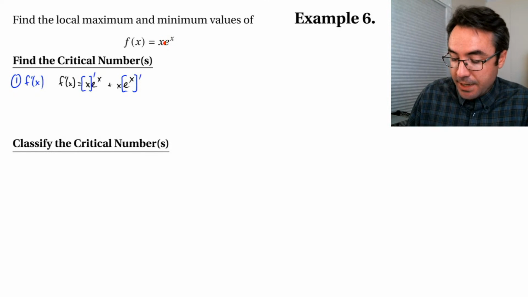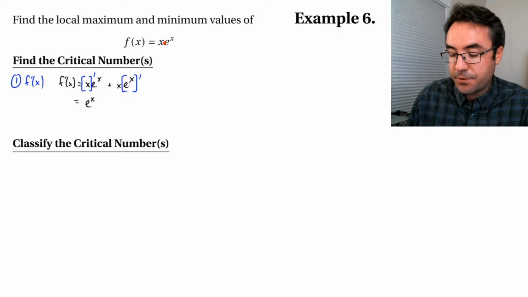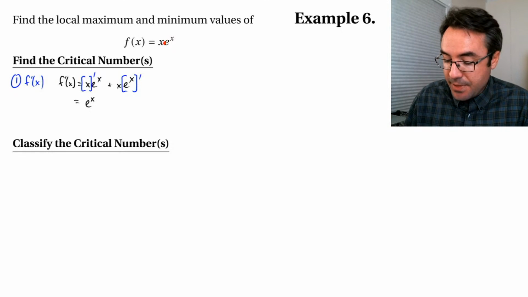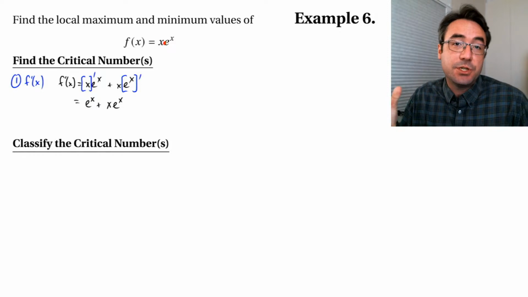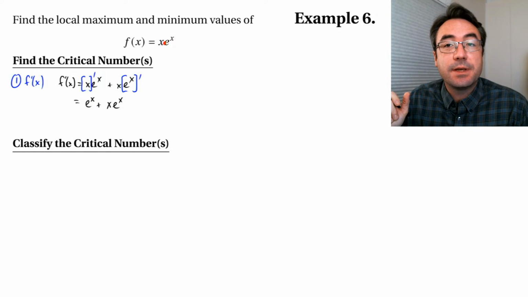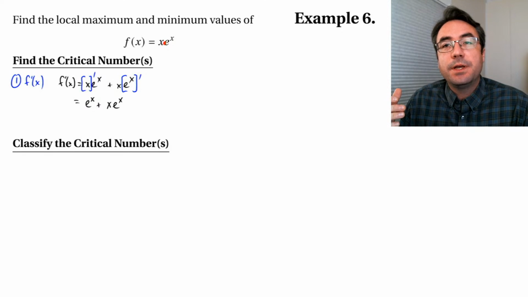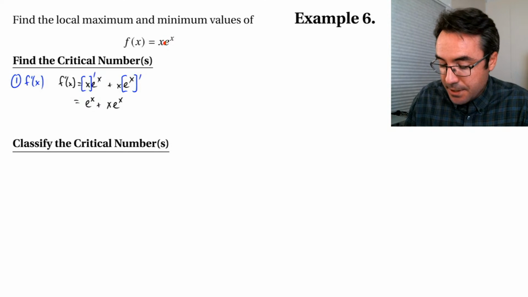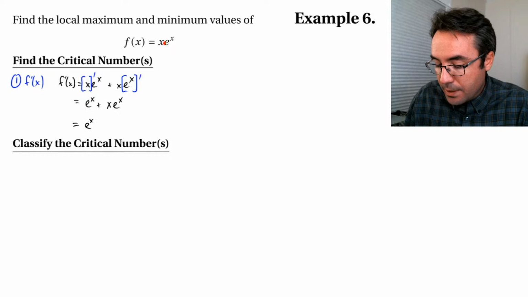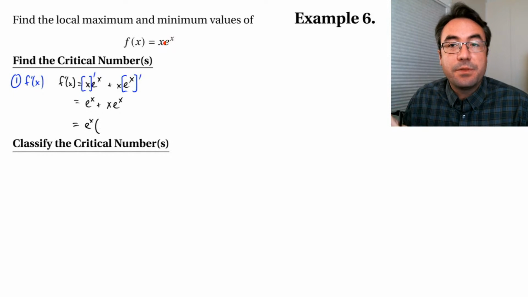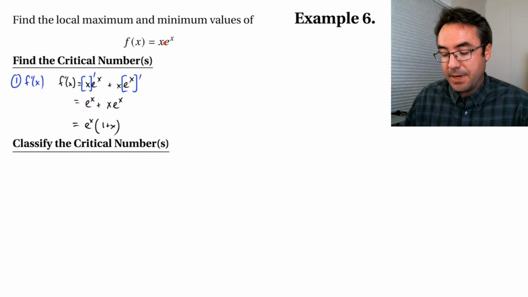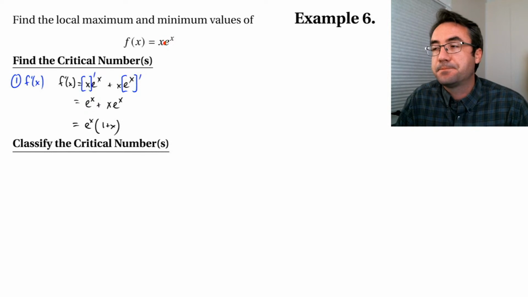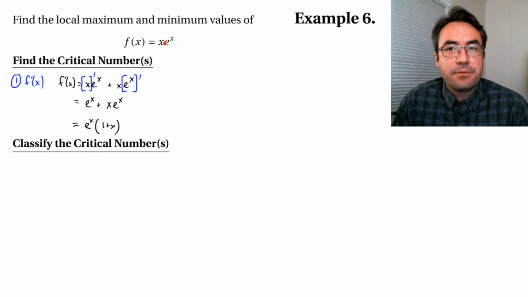Then keep differentiating. Derivative of x is 1, so that first term just becomes e to the x. And then the second term, derivative of e to the x is just e to the x. So our second term there is plus x times e to the x. And we're going to be working with this derivative, so it's going to be helpful to factor this. Each of our terms there has an e to the x, so we can factor out e to the x. So we're left with 1 plus x as our remainder term there. So we've factored our derivative.